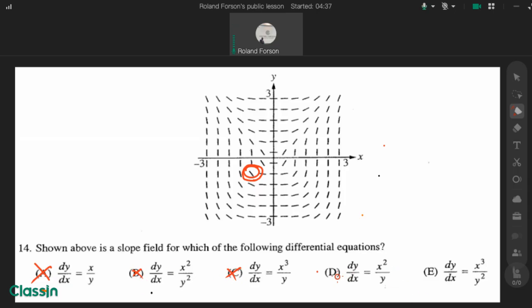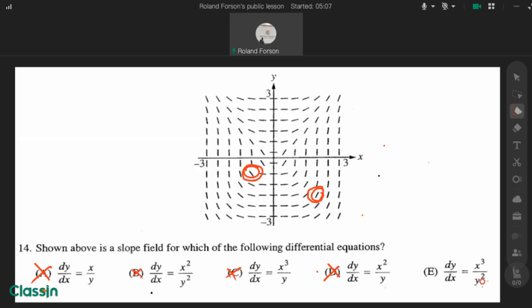Okay. In D, this is x squared over y. So x squared is always positive. For y, it means if y is negative, the slope will be negative, of course. Let's look at a situation where y is negative. We could see that the slope is positive, not negative, at this point. So it disqualifies D.